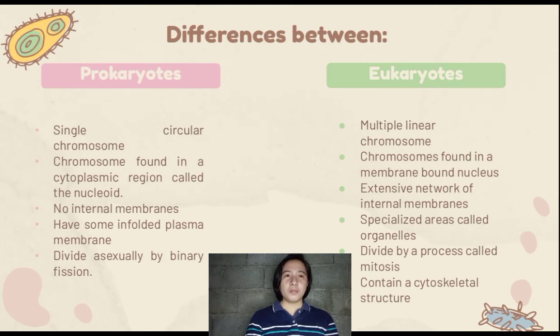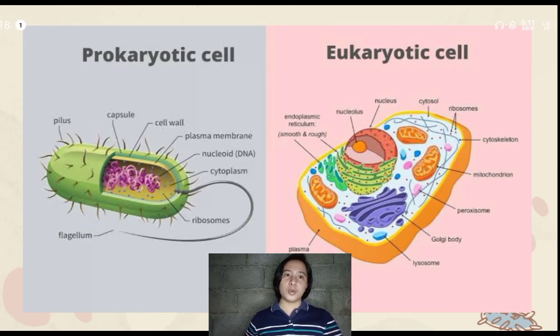Prokaryotes have no internal membrane, but they have some enfolded plasma membrane, while eukaryotes have an extensive or vast network of internal membranes. Prokaryotes divide asexually by means of binary fission. It is the reproduction of an offspring from a single parent without the involvement of gametes, while the eukaryotes go through the process called mitosis. And in the next slide, you can see a picture wherein you can differentiate the prokaryotes and eukaryotes.